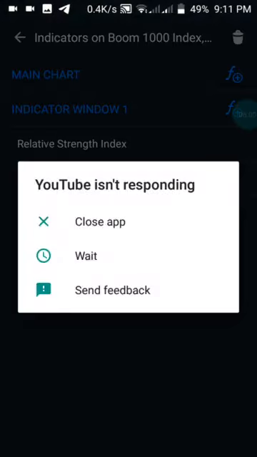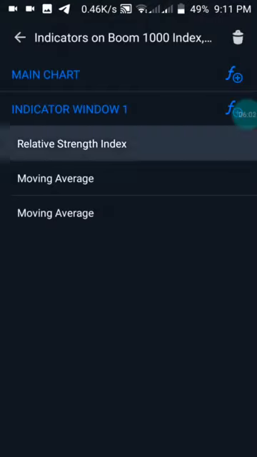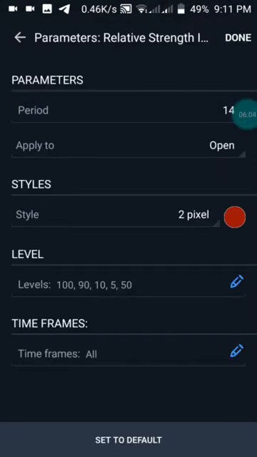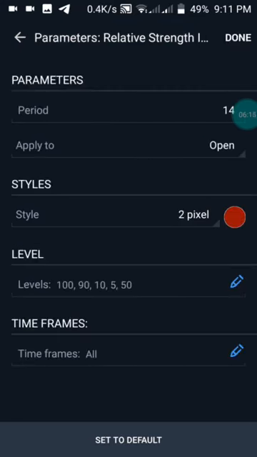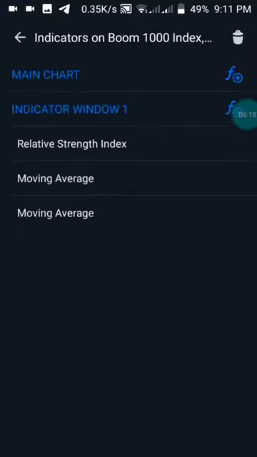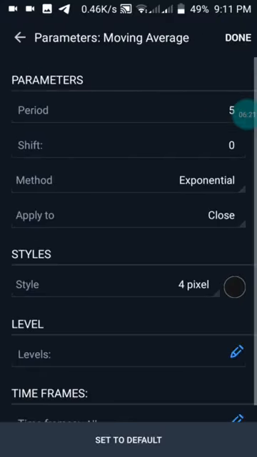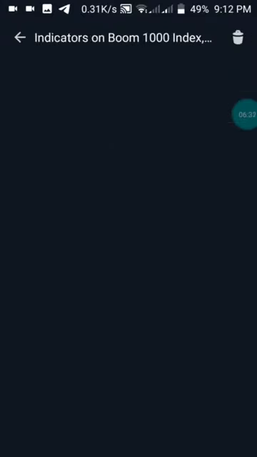This is the settings. We have the relative strength index, with a period of 14, applied to open, with the style in red color here, and we have these different levels. Just screenshot it the way I show you because I'm going to go through it fast. We have the first moving average, with a period of 5, shift of 0, method exponential, applied to close, and we have our black color here. Then you can press done.